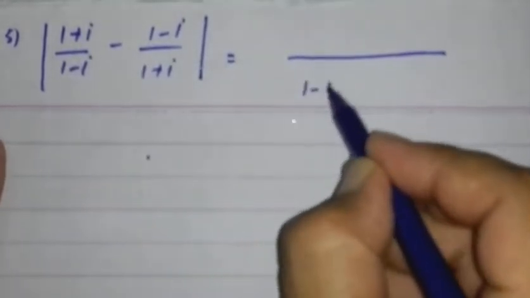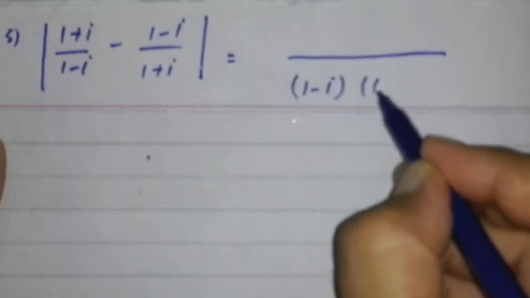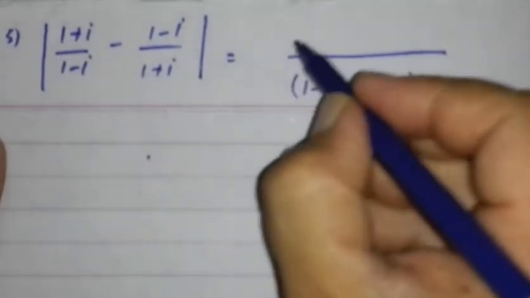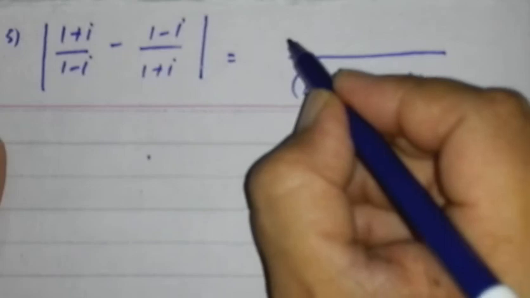The LCM is (1 minus iota) into (1 plus iota). Then 1 plus iota will multiply by 1 plus iota, so it becomes (1 plus iota) square, minus (1 minus iota) will multiply with (1 minus iota), so it becomes (1 minus iota) square, absolute.